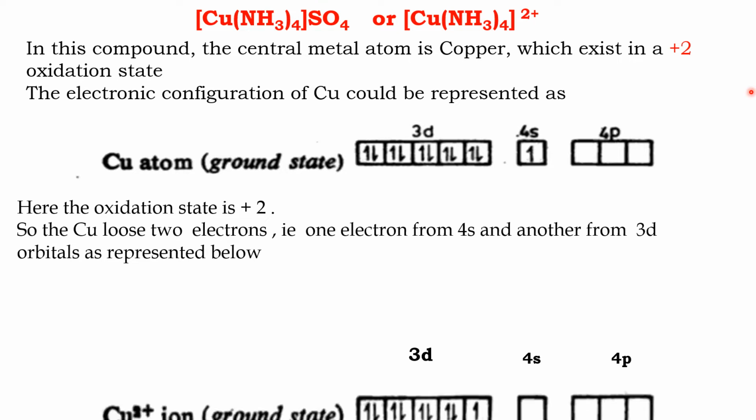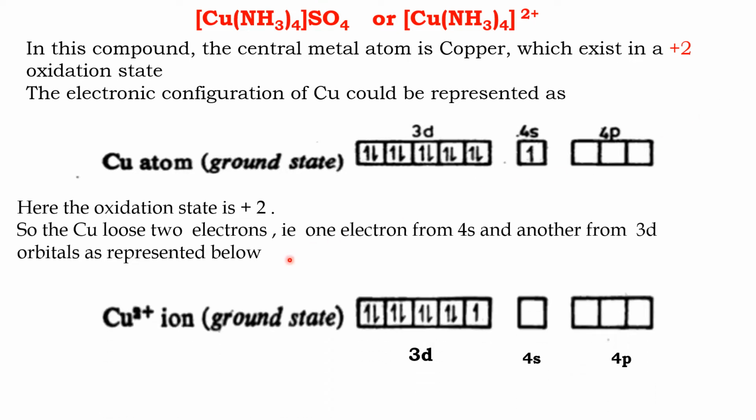Now, the electrons have to be lost, and we can write the configuration of the Cu2+ ion in the ground state as 3d9 4s0 4p0. So copper is in the +2 oxidation state and the configuration of the copper 2+ ion becomes 3d9 4s0 4p0.